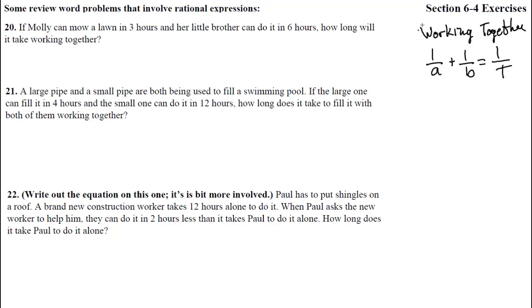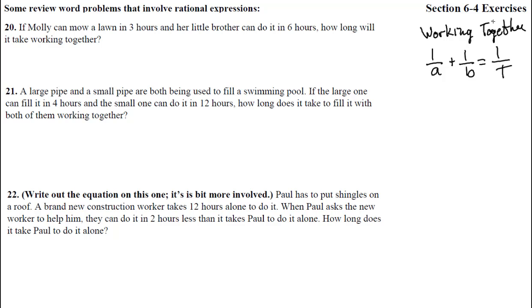Here we are in section 6-4, exercises 20 through 22. These are some review word problems. Working together. That's what's going on in all three of these problems, working together. And here's the formula. If it takes one of them A hours and one of them B hours, then working together will be T hours. Notice that they don't add or average, that the reciprocals add up to the reciprocal of the total.